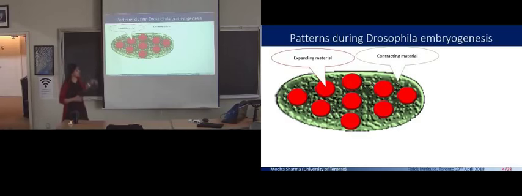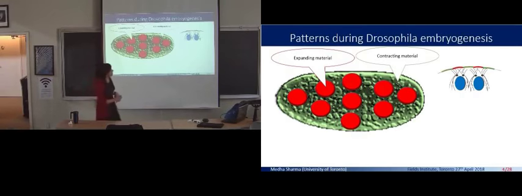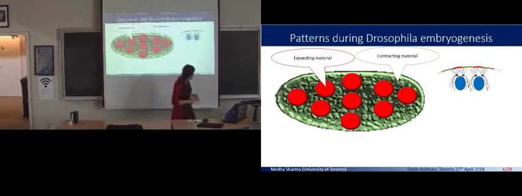And this is the view that we get from the top. But if we want to look at the side, what we see is that we have these nuclei, and these nuclei are basically having an actin cap at the top and a myosin network at the side.